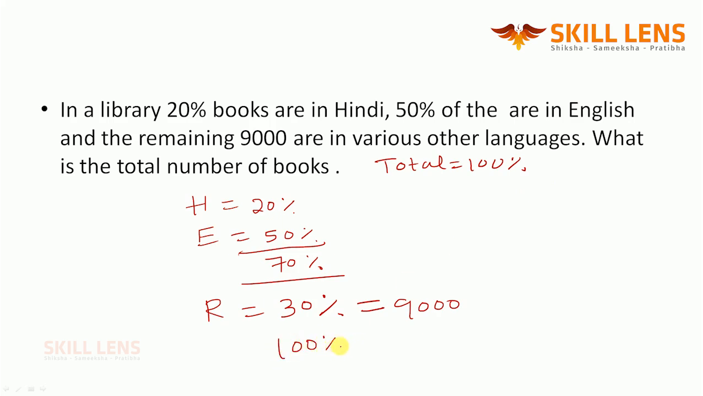If 30% is 9,000, then 100% will give you 30,000. Okay, thank you.